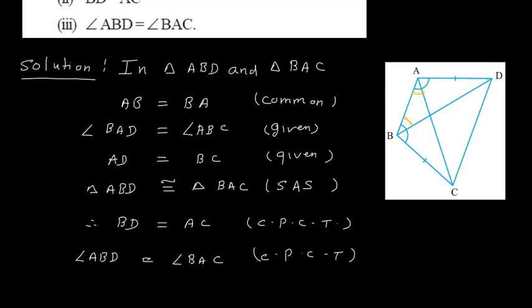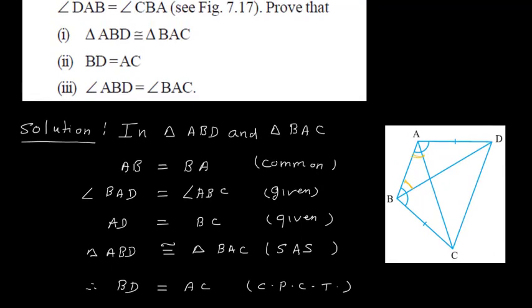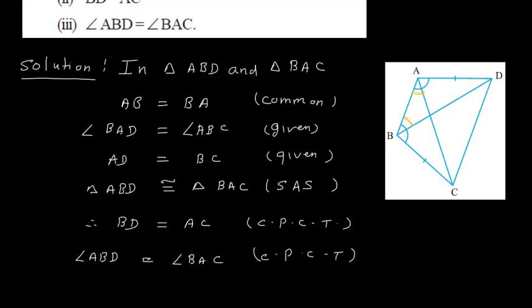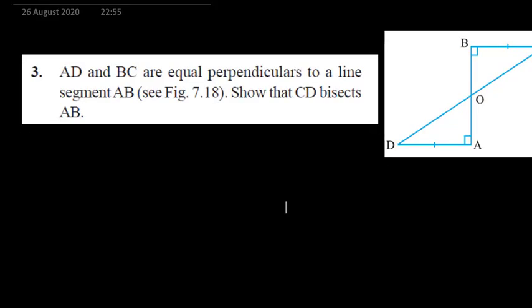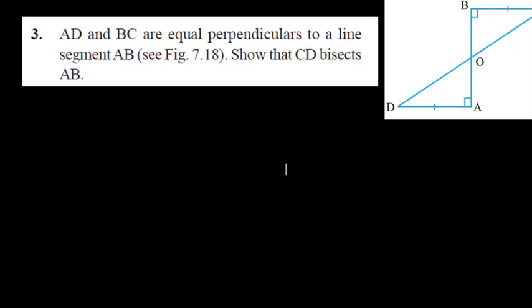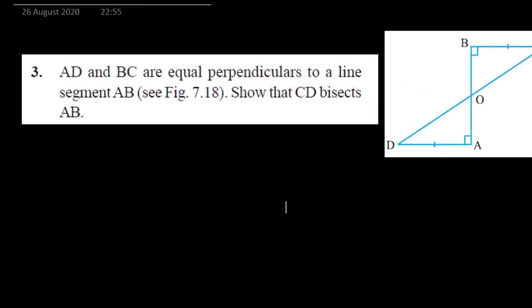Okay, now let us move to the next question. So I think we have proved all the three conditions. Triangles are congruent, sides are equal, and angles are equal. So problems are simple. You have to observe the diagram carefully. You have to understand what is asked, and then you can proceed. Now this third question. Try yourself first and then look at the solution.